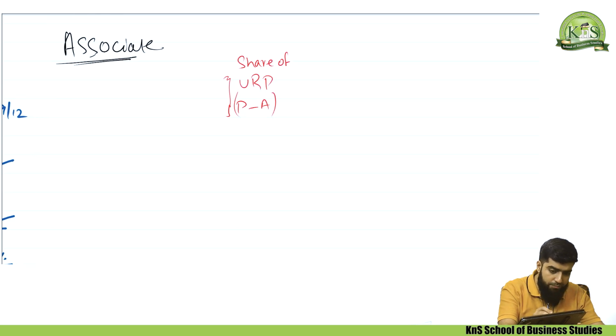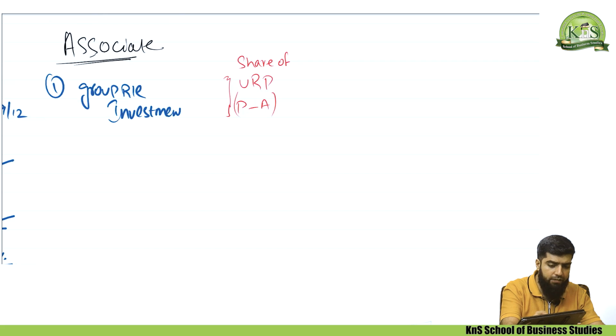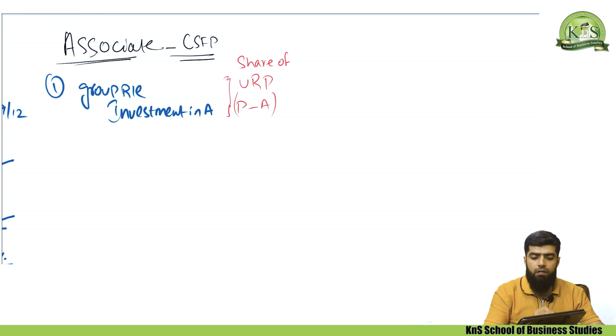Now, how will this adjustment be recorded? The adjusting entry would be that group retained earnings will be debited, and investment in associate will be credited. One thing you need to remember is that we are right now focusing on the consolidated statement of financial position. That is the adjustment specifically related to the consolidated statement of financial position.